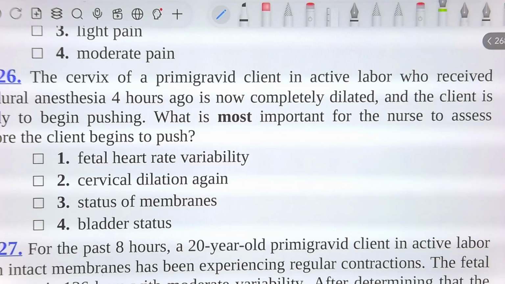Let's read the next question. The cervix of a primary gravid client in active labor who received epidural anesthesia 4 hours ago is now completely dilated and the client is ready to begin pushing. What is the most important thing for a nurse to assess before the client begins to push? It is bladder status. Because if the mother is in transition phase or about to give birth and is pushing, and the bladder is full, it can cause problems. So we have to check the bladder status.